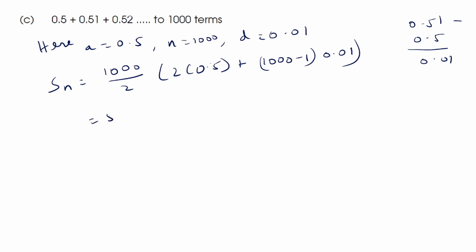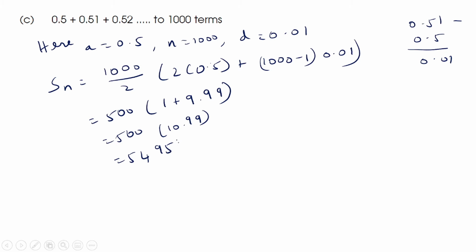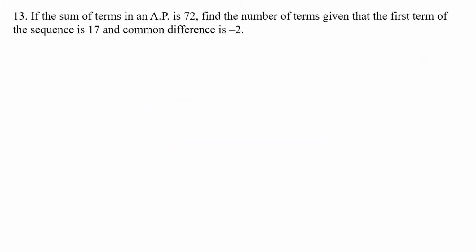So this is equal to 500 into (1 plus 999 into 0.01), it is 9.99. So 500 into 10.99, it is 5495. So this is Sn.